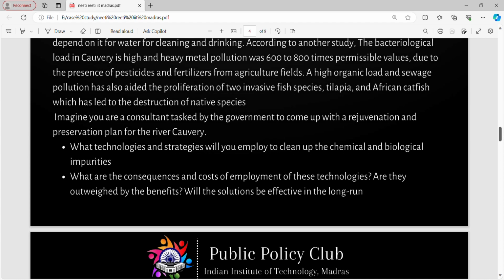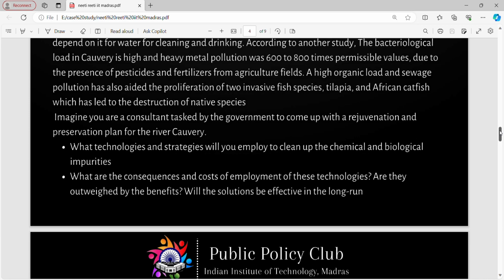Imagine you are a consultant tasked by the government to come up with a rejuvenation and preservation plan for the river Kaveri. What technologies and strategies will you employ to clean up the chemical and biological impurities? What are the consequences and cost of employment of these technologies? Are they outweighed by the benefits? Will the solutions be effective and long term?